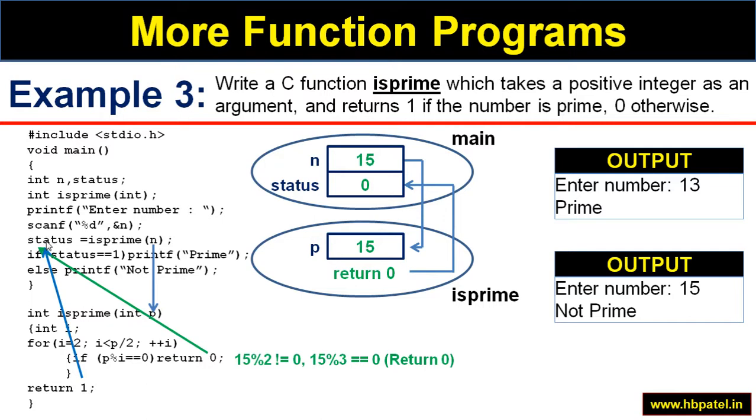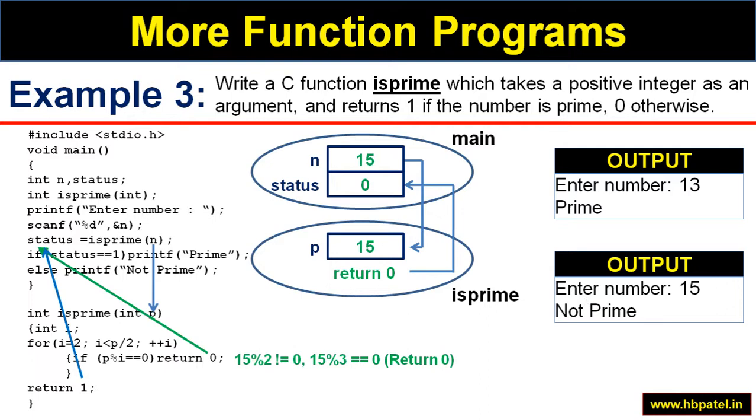So that 0 is copied into status, and we check if status equal to 1. No, status is 0. So in that case it will come to else, and it will print not prime. So if it is 13, it will print prime. If it is 15, it will print not prime. So this is how you can check whether the number is prime or not.